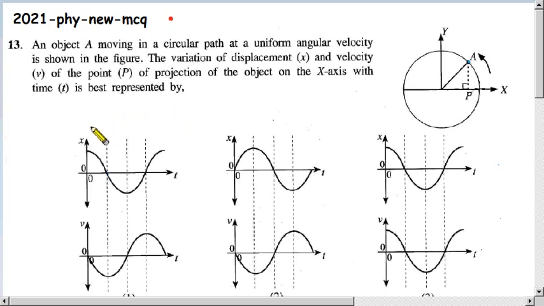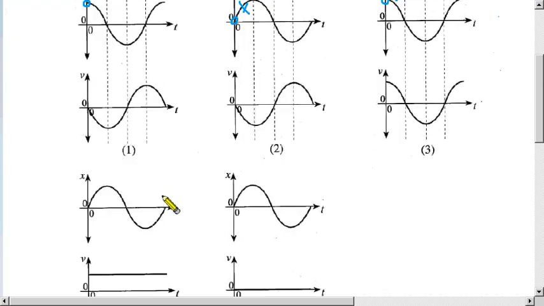the displacement x, let us check the displacement x. So for displacement x, this side is positive, so it must begin from a higher value, because the point P is here, so it has a positive value at the beginning. So here it is correct, a positive value. Here it is wrong, at the beginning it is 0. Here it has a positive value, it is correct, only displacement.